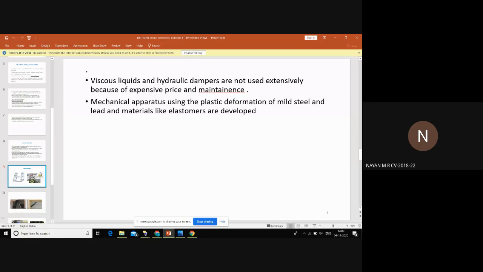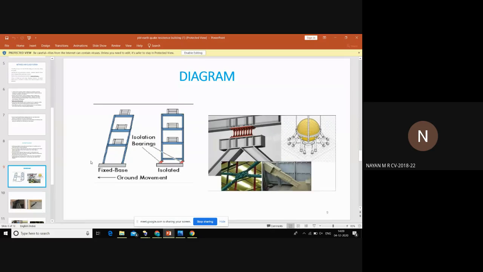Now you can clearly understand by seeing the diagram. In the first diagram, the first building is attached to a fixed base or the ground. When an earthquake happens, the earth starts moving in a horizontal direction. The building also starts moving in a horizontal direction because it is fixed to the ground or fixed base. Hence, there is a chance of building collapse.